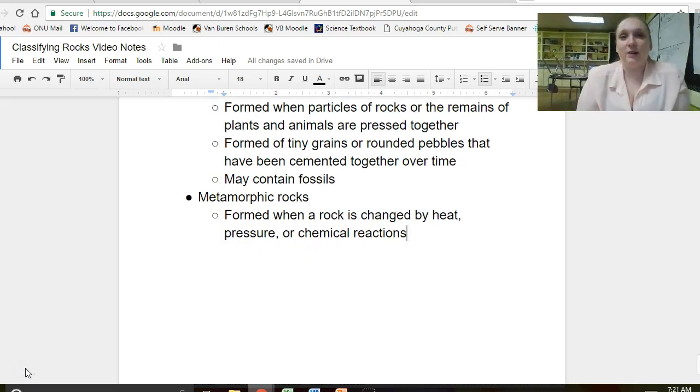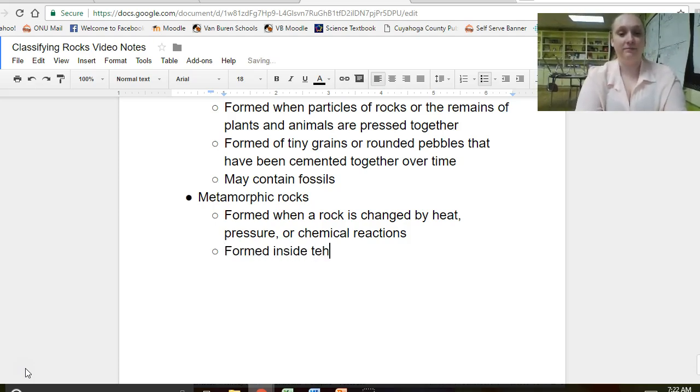Now, metamorphic rocks are going to be formed inside the earth, and they're usually going to be foliated. Now, foliated is just a fancy word of saying they're going to be in layers. So let's put in our notes that they are formed inside the earth, and let's also put down that they may be foliated. And then we can put in parentheses that it just means layered.